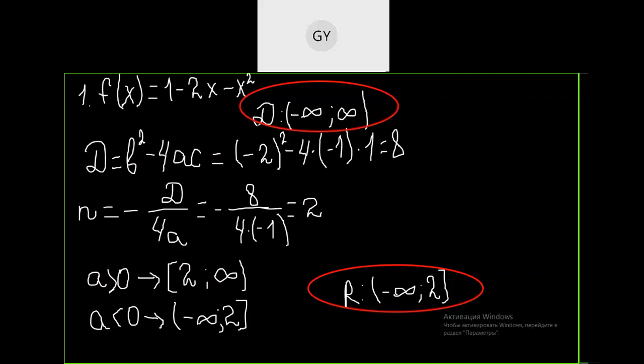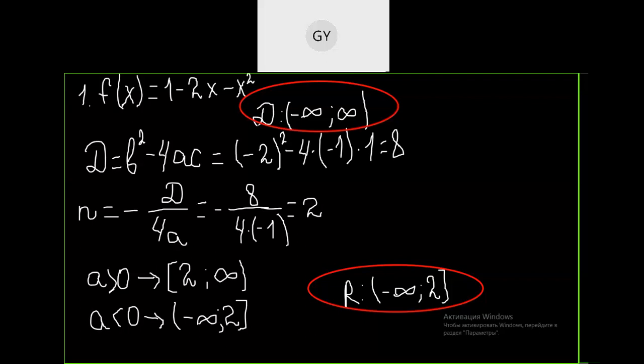Then we have to use these formulas to find the range of this function. At first, we have to find the discriminant of this equation. D is equal to b squared minus 4 times a times c, which is equal to minus 2 squared minus 4 times minus 1 times 1. And we know that our discriminant is equal to 8.